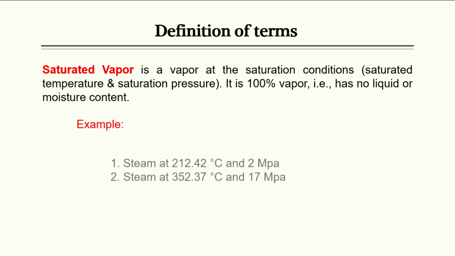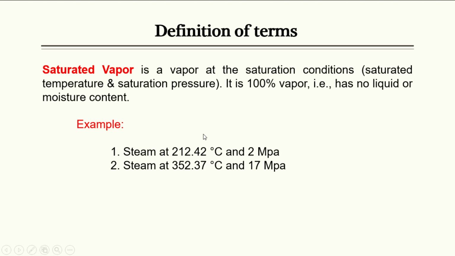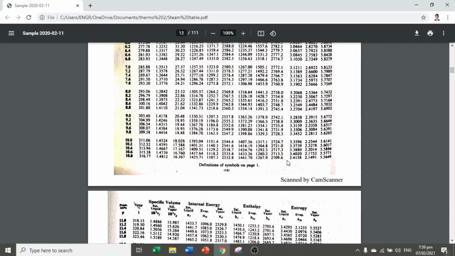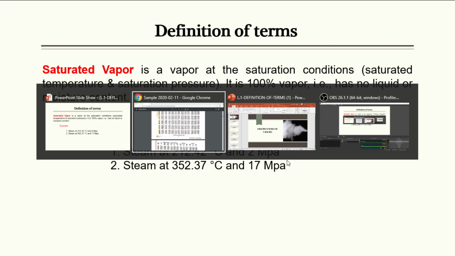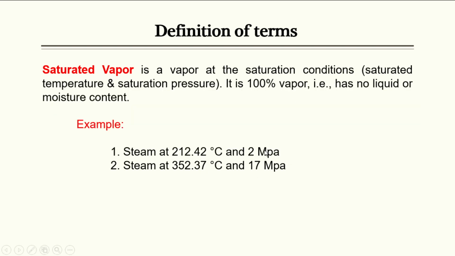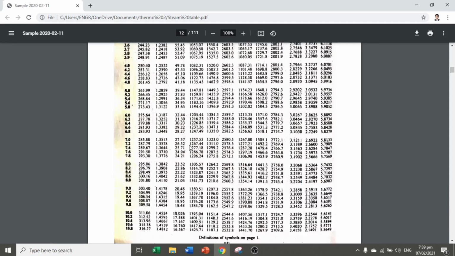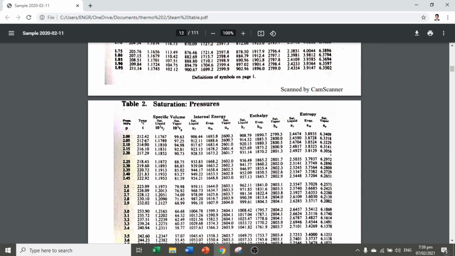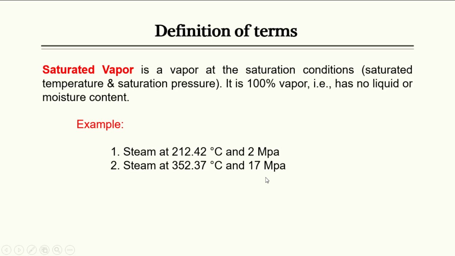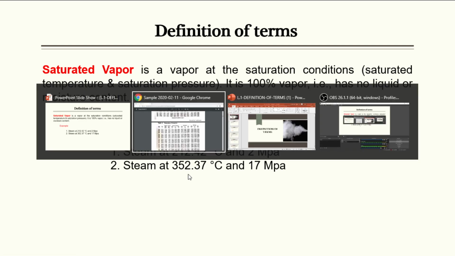Ayan. So, example, steam at 212.42 degrees Celsius and 2 megapascal. So, check natin yung steam natin. Ilan yun? 2 megapascal. So, sa table 2 ka titingin kasi ang eksakto mo na value is pressure. 2 megapascal. So, ito yan. 212.42 degrees Celsius. Then, steam at 352.37 degrees Celsius and 17 megapascal. So, table 2 ulit. Check natin kung tama. Kung saturated ba siya.